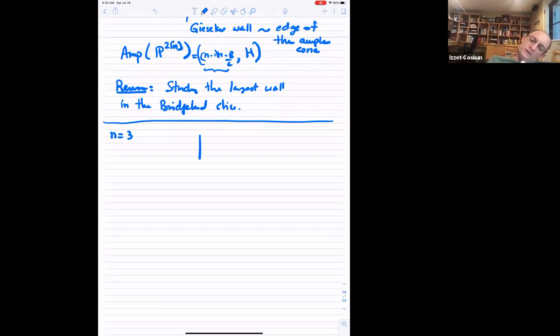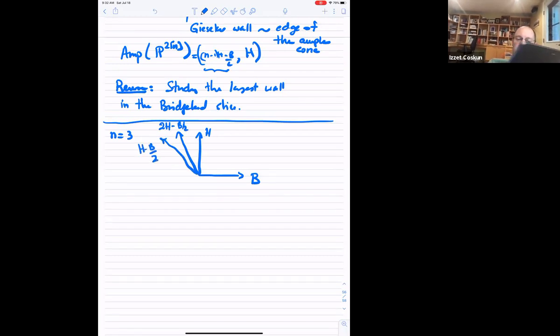So at n equals 3, we have here again H and B, right? And then here there are two things. First, there is 2H minus B over 2. And here there is H minus B over 2. So let me remind you what these things are. Let's maybe change the color. So here is my ample cone.